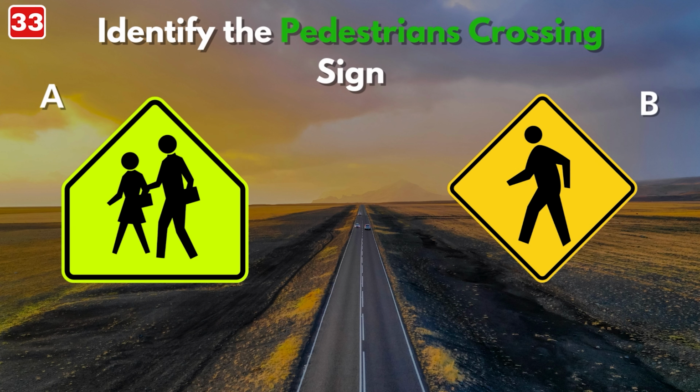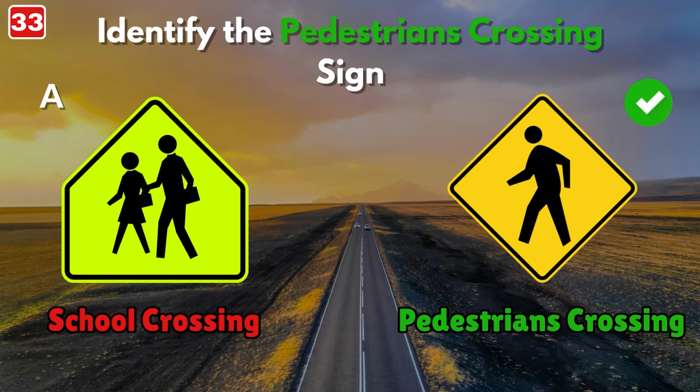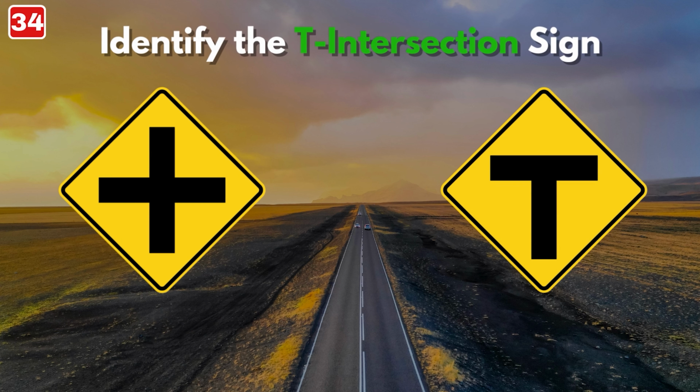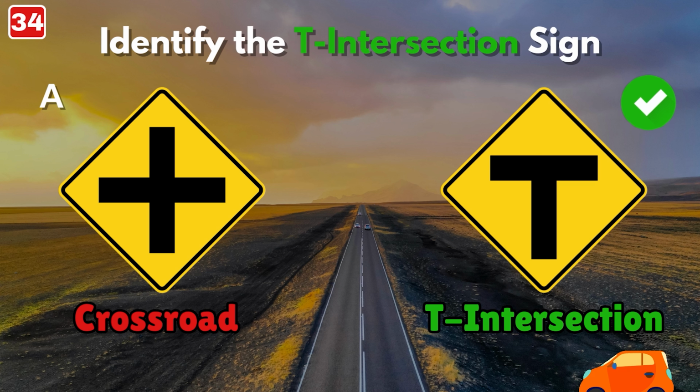Identify the pedestrians crossing sign. Well played. B is the pedestrians crossing sign. Identify the T intersection sign. Commendable. B is the T intersection sign.